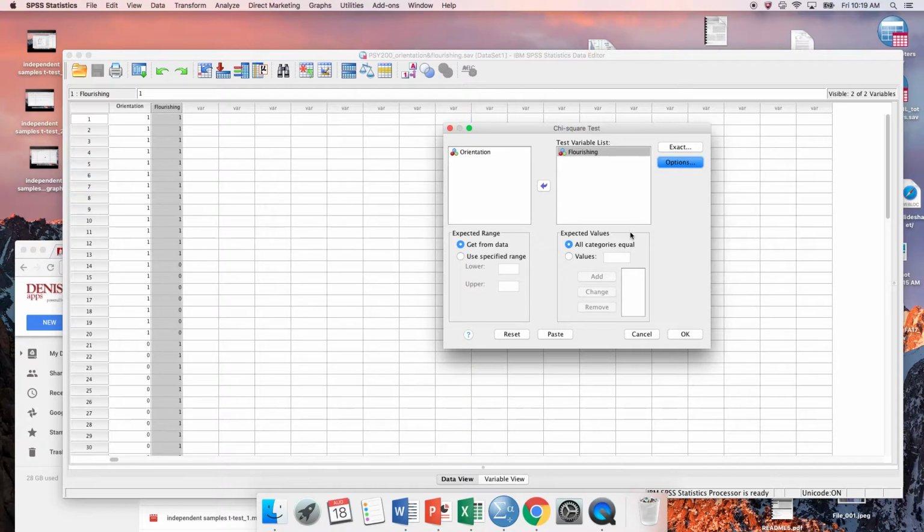Now under expected values, here we're going to consider all categories equal. But this is a cool thing about the chi-square test of goodness of fit, is that you could choose values. For example, you want to say, are students more or less likely than 30% to choose flourishing, or 70%? So if there's some sort of benchmark that you want to compare to, you can simply list that here. In our case, we just want to know whether they're equally likely to flourish or not. And so we're going to consider all categories equal.